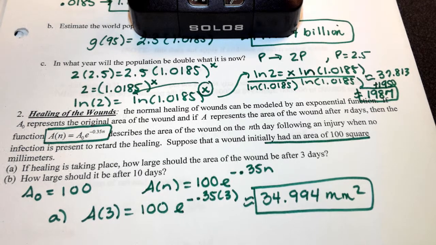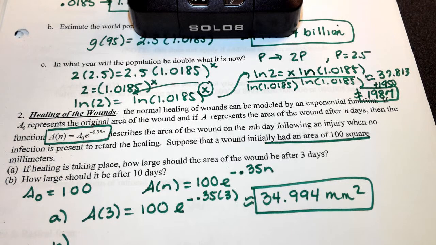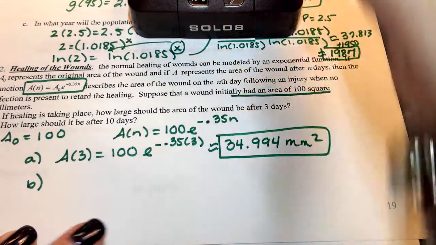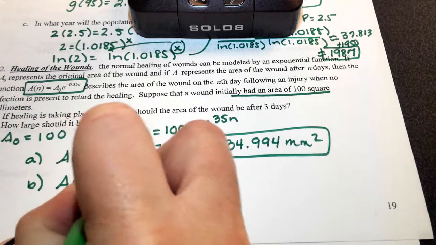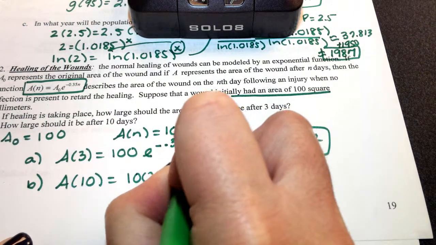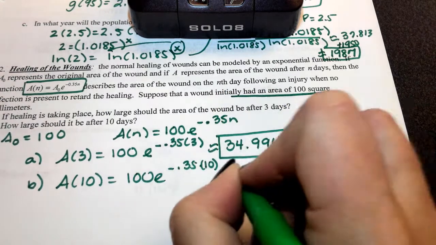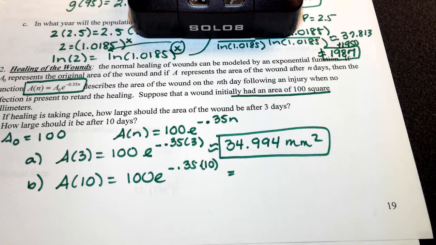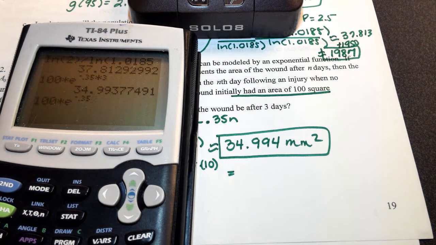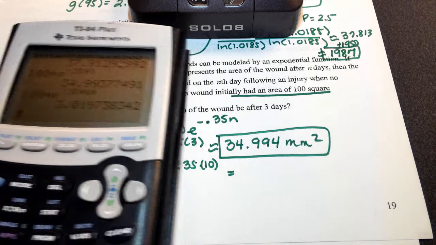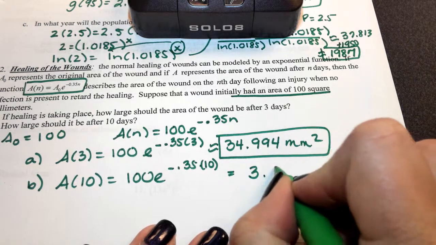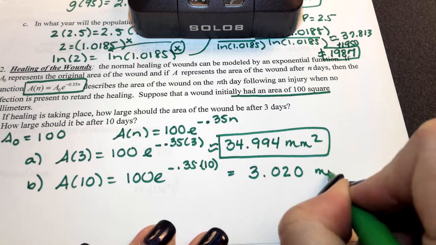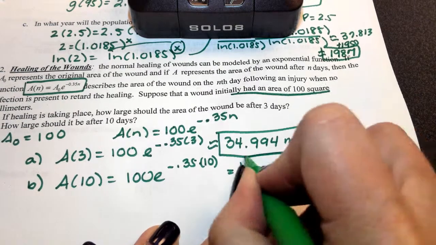So part B, how large should it be after 10 days? So what are we going to plug into this equation for n? We're going to plug in 10 for n. And we come up with 100 times e to the negative 0.35 times 10, so about 3.020 square millimeters. Okay.